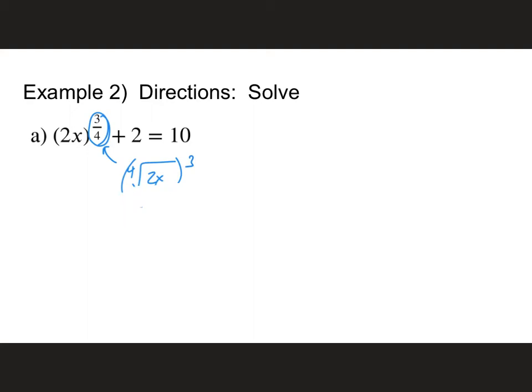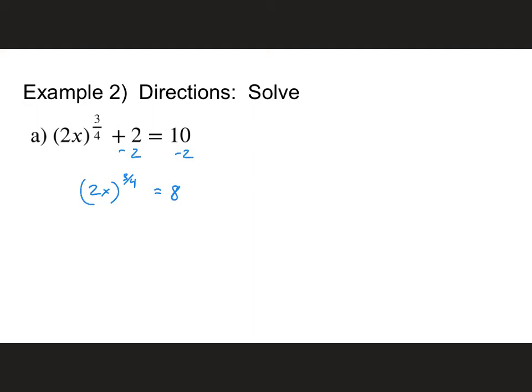But for now, we're just going to forget about that. We'll forget all about that. I didn't even say anything about that. And we're going to isolate the radical, just like we did in the other problems. So if you remember that 3/4 power is like a radical, we're going to isolate it. How? We'll subtract 2 from both sides. So I have 2x to the 3/4 power equals 8.